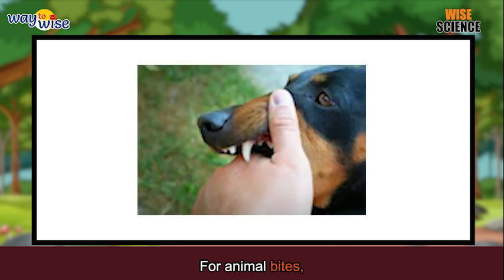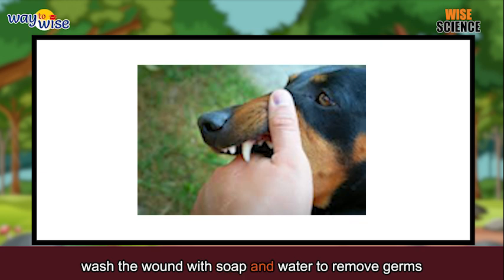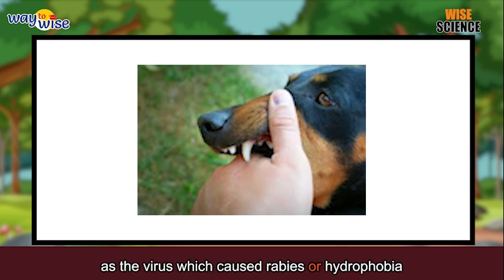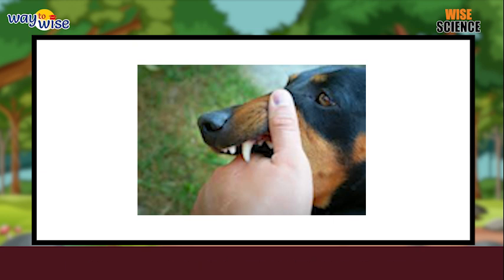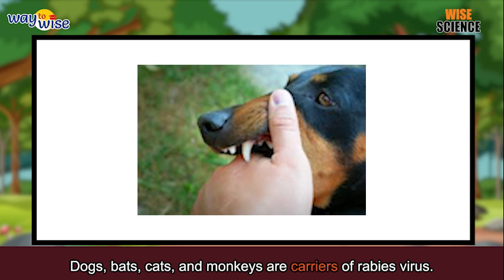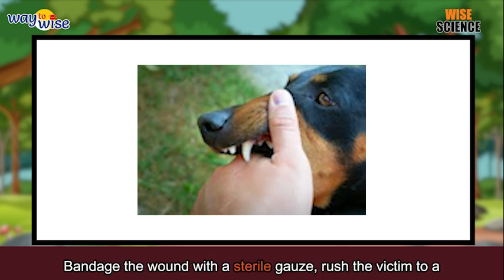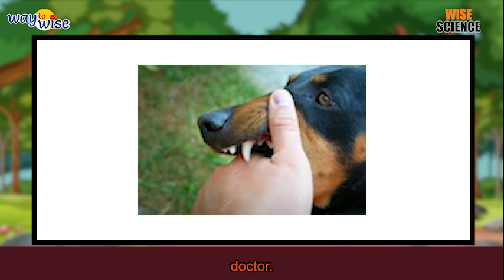For animal bites. Wash the wound with soap and water to remove germs, as the virus which causes rabies or hydrophobia may be carried in the saliva of an infected animal. Dogs, bats, cats, and monkeys are carriers of the rabies virus. Apply any antiseptic lotion to prevent infection. Bandage the wound with a sterile gauze. Rush the victim to a doctor.